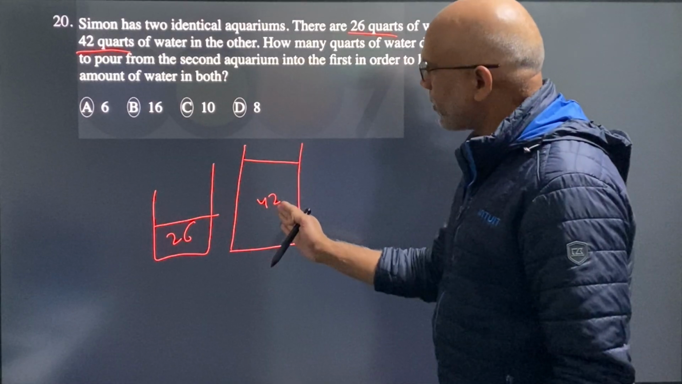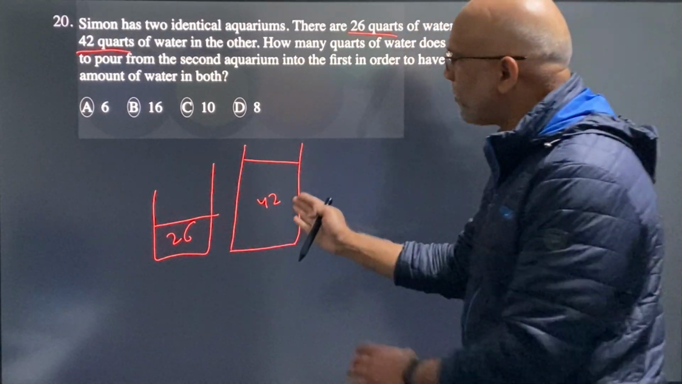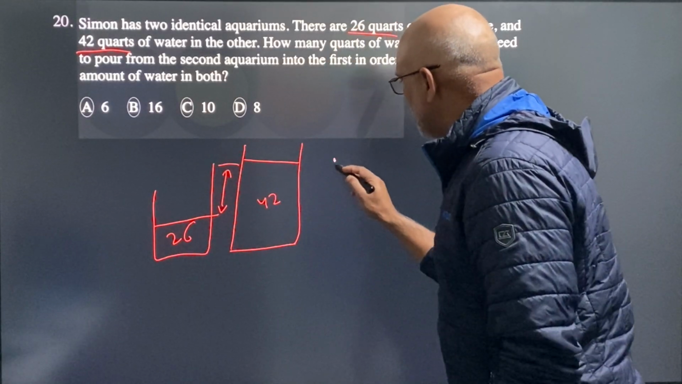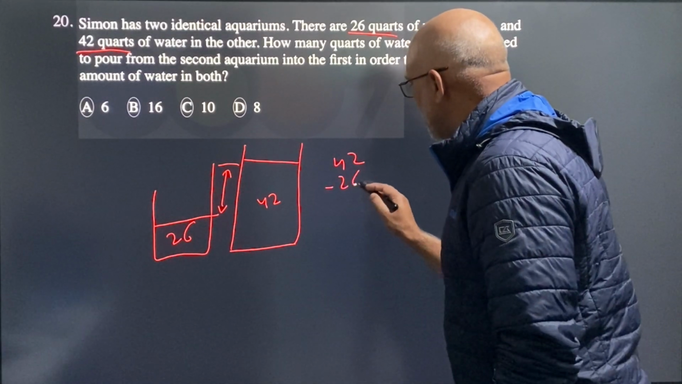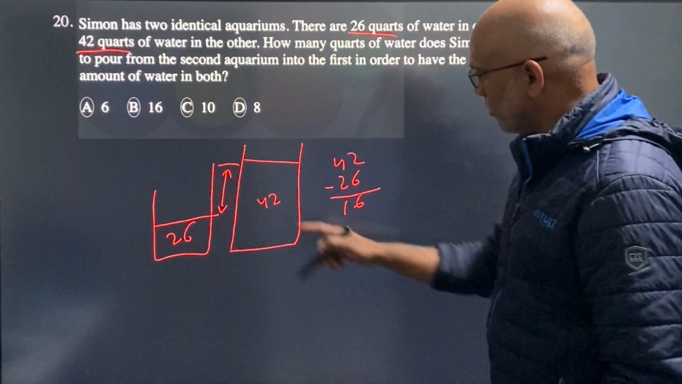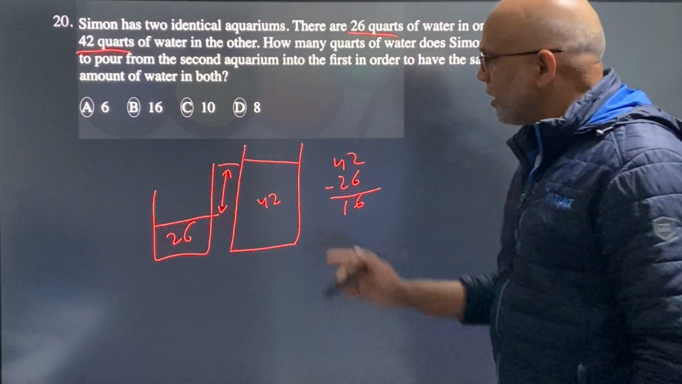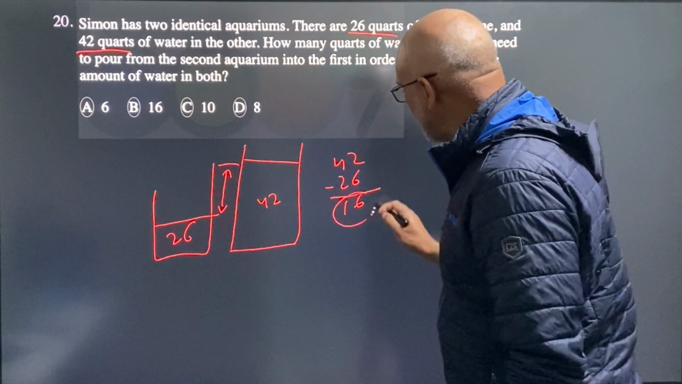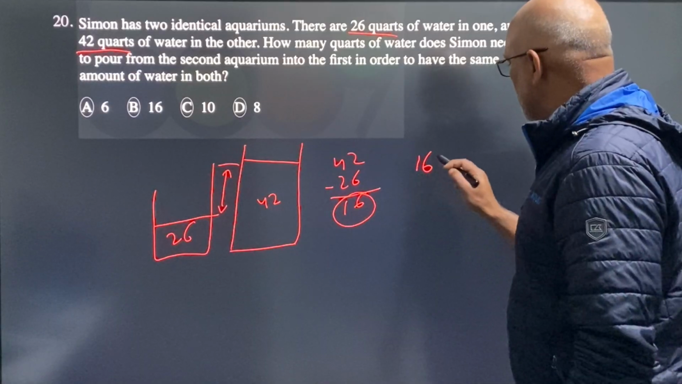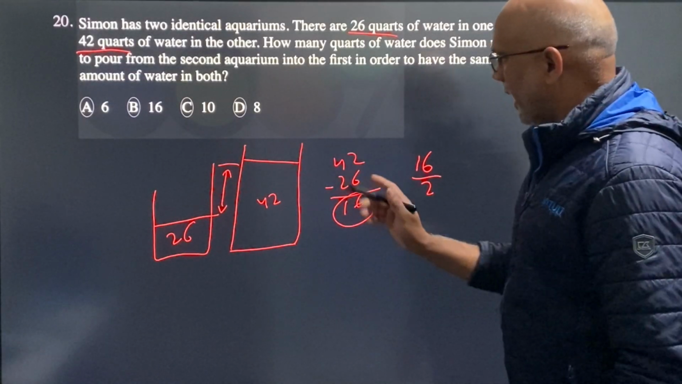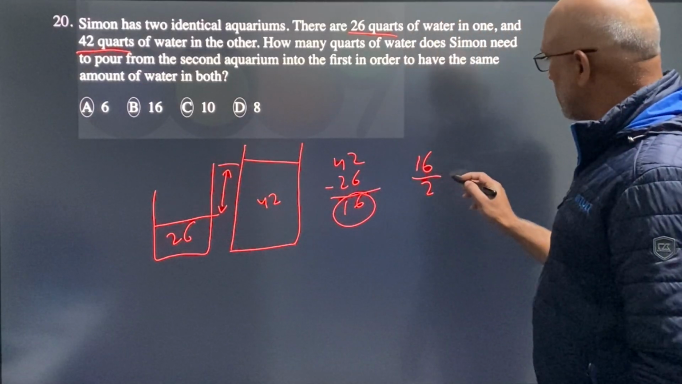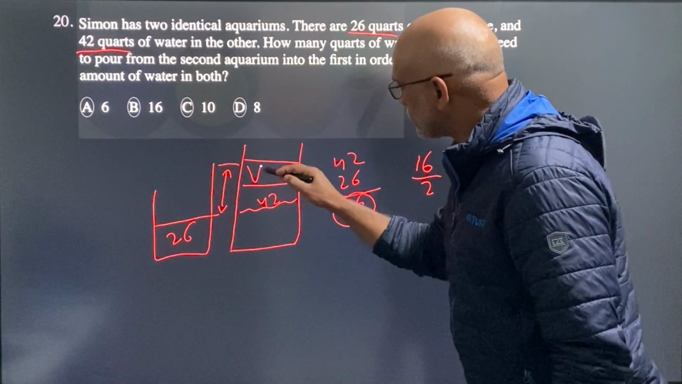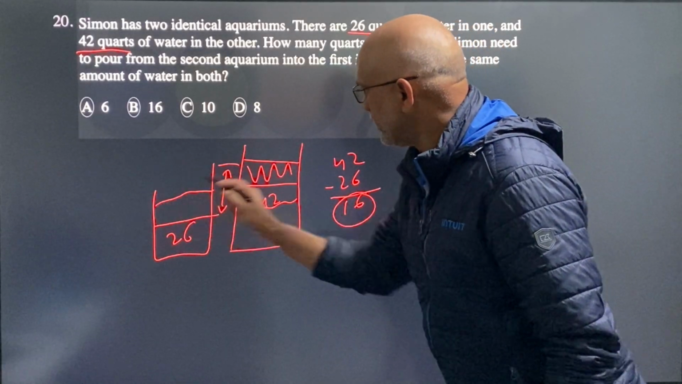Okay, I need to pour some from here to here so that they both have the same, and how much I need to pour. So the difference between these two is 42 minus 26 is 16. So this has 16 quarts excess. But if I pour all the 16 into that, this will have more, right? So what I need to do is, whatever the excess is, I have to divide it in 2 and give that much to the other one. So 16 by 2 is 8. So this is the excess water. So I have to divide this in half. So I need to take this and give this here.